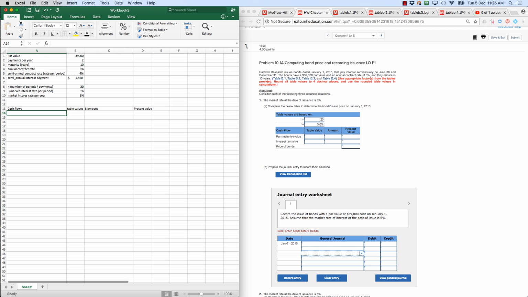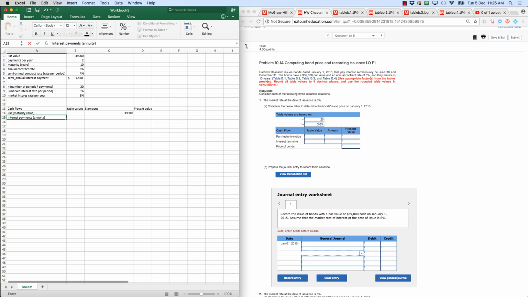So bonds have 2 different types of cash flows. They have the repayment of par when they're mature. So we can call that par, or the maturity value. And in our case, that's equal to $39,000. And the other cash flow are our interest payments, which come in the form of an annuity, right? Because it's every 6 months, $1,560. So cash flows of equal frequency and equal amounts.